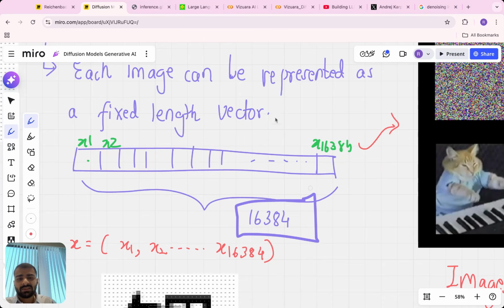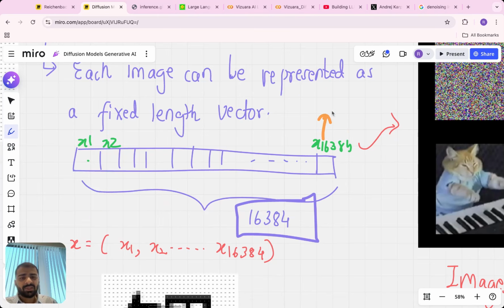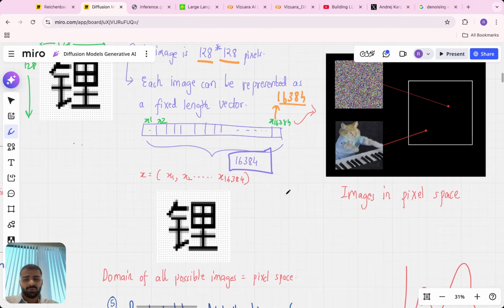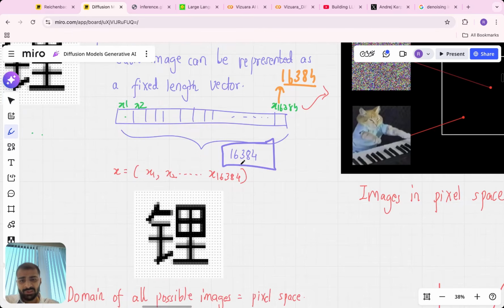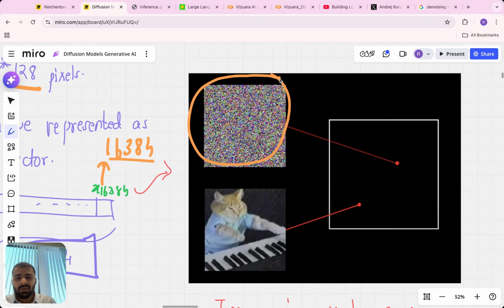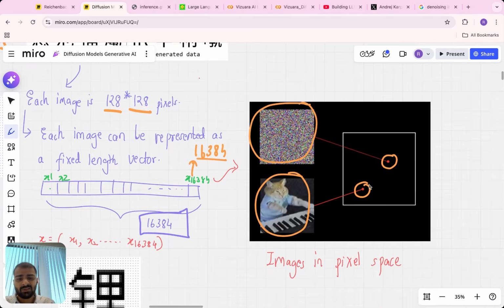This is a vector which has 16384 dimensions. It's a 16,000 dimensional vector and it will be represented in a 16,000 dimensional space. So every image lives in a high dimensional vector space. Now, how do you visualize this? Of course, we cannot visualize a 16,000 dimensional space, but we can visualize a two dimensional space, right? So let's say this is one image, it may live somewhere here in pixel space. This is another image, it may live somewhere here in pixel space.